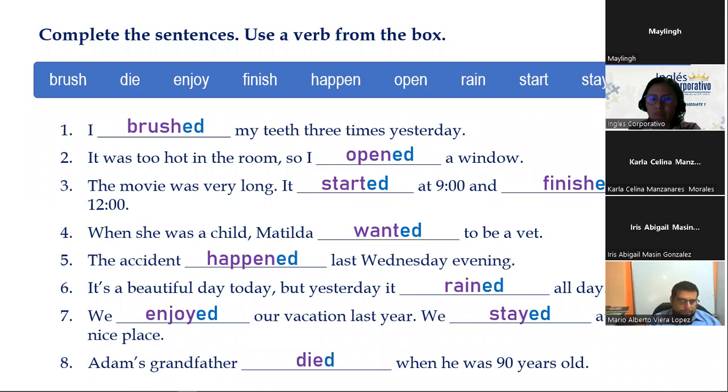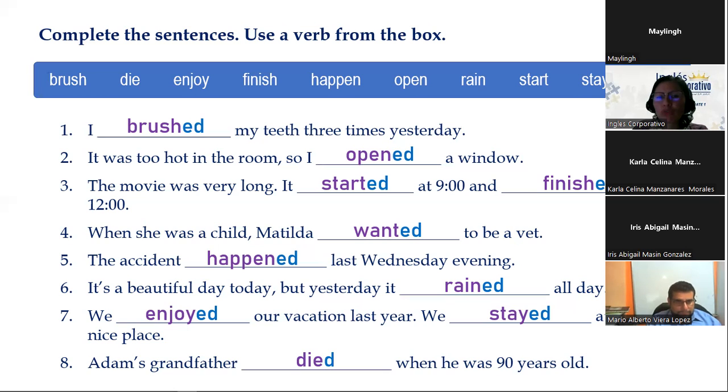Que en la parte de Matilda, sí. ¿Qué es que ella quería ser un vet? ¿Qué es? Veterinaria? Yeah, a veterinarian. Oh, okay. But in English, you know, it's like cropped, está como cortada, it's just vet, right? So you go to the vet, al veterinario. Okay, gracias. You're welcome. Veamos.